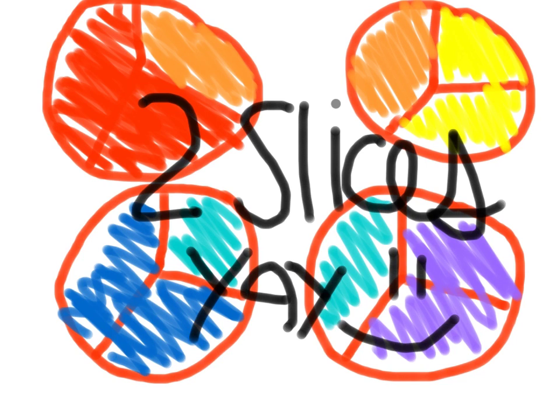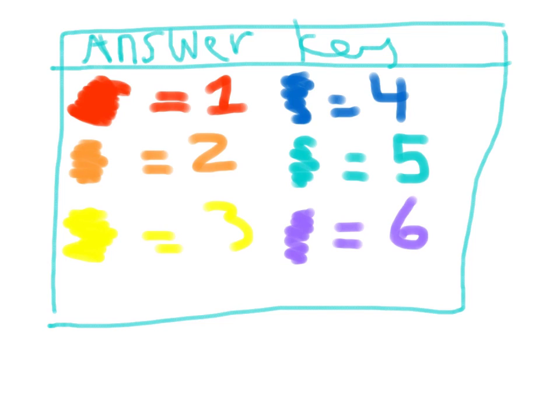Here's the answer key. If you didn't understand, the red that I colored is for the first person, orange for the second, yellow for the third, blue for the fourth, aqua for the fifth, and purple for the sixth.